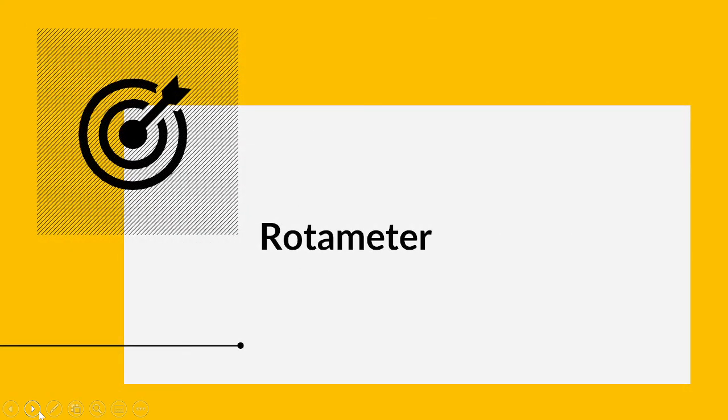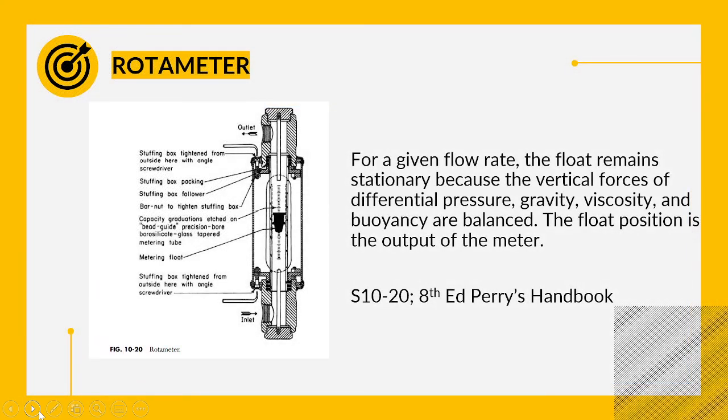The third flow meter is the rotameter. For a given flow rate, the float remains stationary because the vertical forces of differential pressure, gravity, viscosity, and buoyancy are balanced. The float position is the output of the meter. You can read more about the rotameter in section 10-20 of Perry's Handbook, 8th edition.